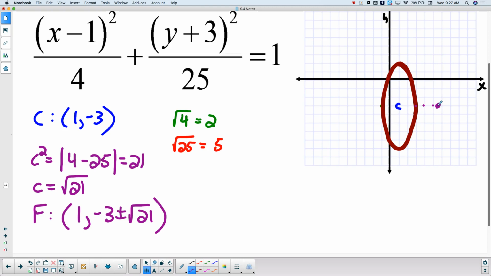Yes, ma'am? For the foci, do you want us to write it as 2 separate points, or can we just leave it as plus or minus?